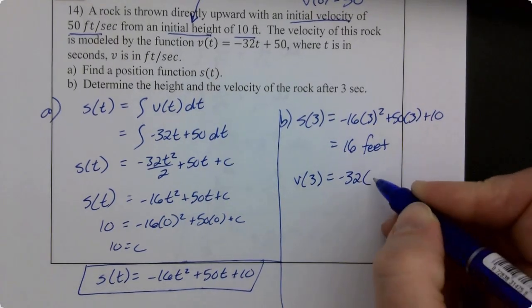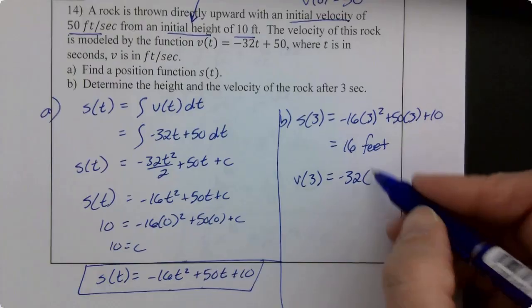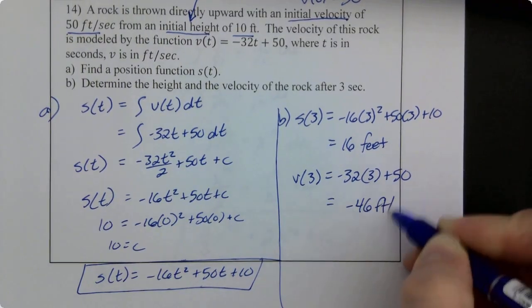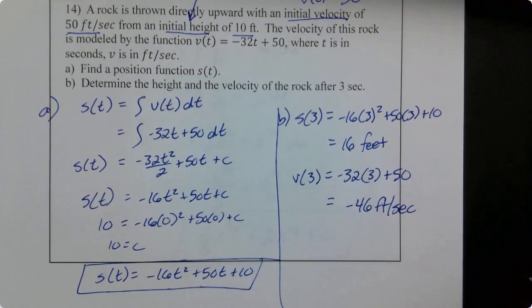Then doing the velocity, you're given the velocity function. So negative 32 times 3 plus 15. What do you get for that? Negative 46 feet per second. And what does it mean when the velocity is negative and it's going down?